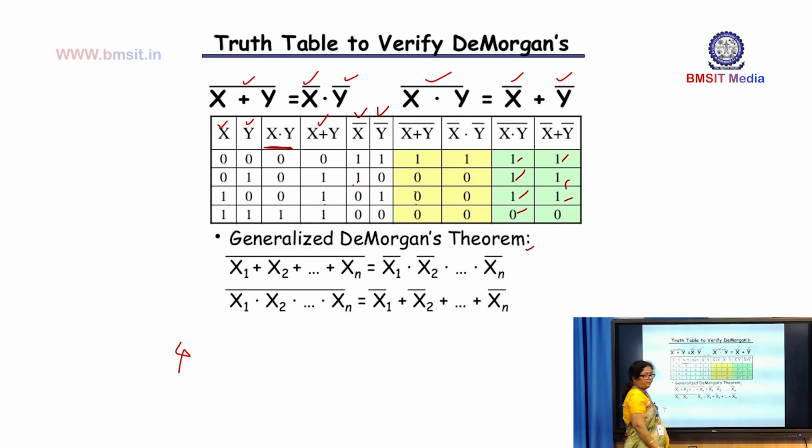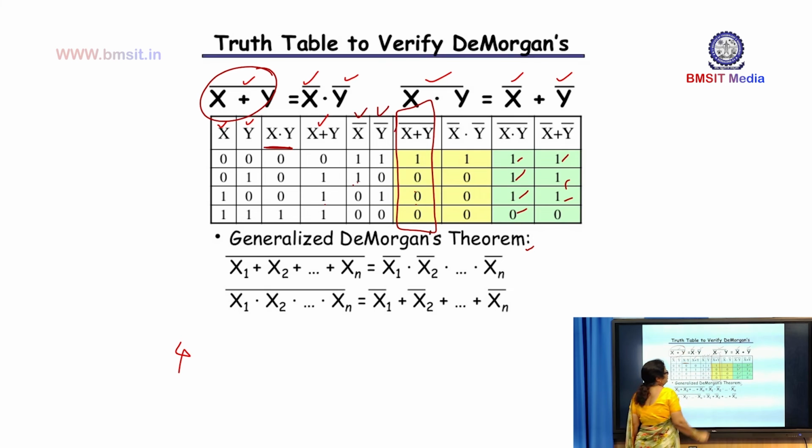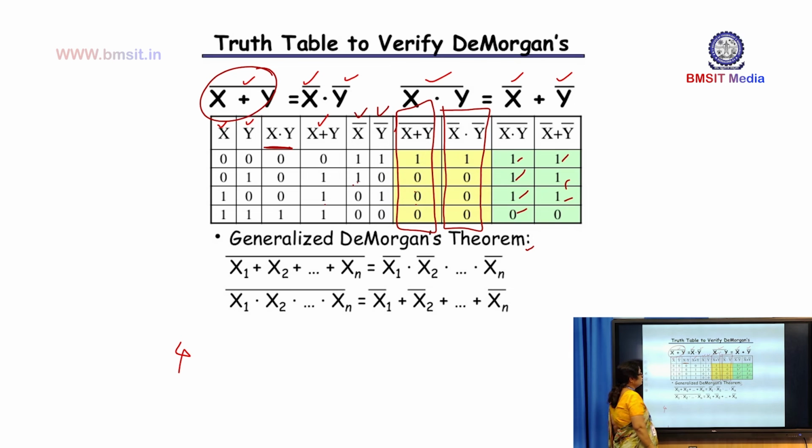So what do we have to compare now? We have to compare whether x plus y whole bar is equal to x bar into y bar or not. Where is my x plus y whole bar? This particular column has to be compared with the column x bar into y bar. Both are the same, that means both are equal for all the possible combinations of the input. So we can write x plus y whole bar is equal to x bar into y bar.